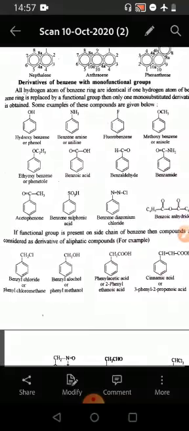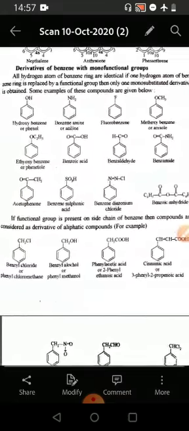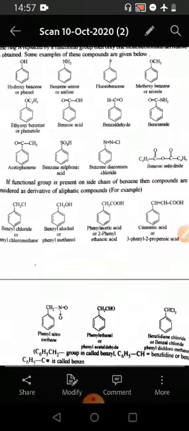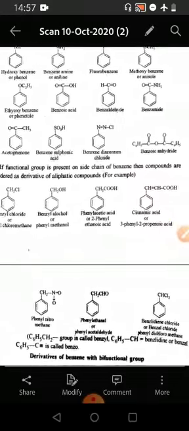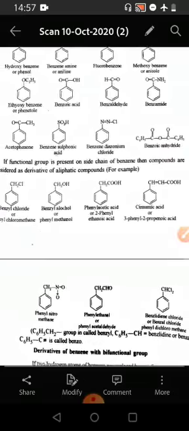Now we come to the derivatives of benzene with monofunctional groups. All hydrogen atoms of the benzene ring are identical, so if one hydrogen atom of the benzene ring is replaced by a functional group, then only one monofunctional derivative is obtained. Some examples of these compounds are hydroxybenzene or phenol, benzenamine or aniline, fluorobenzene, methoxybenzene or anisole, ethoxybenzene or phenetole, benzoic acid, benzaldehyde, benzamide, acetophenone, benzene sulfonic acid, benzene diazonium chloride, benzoic anhydride.